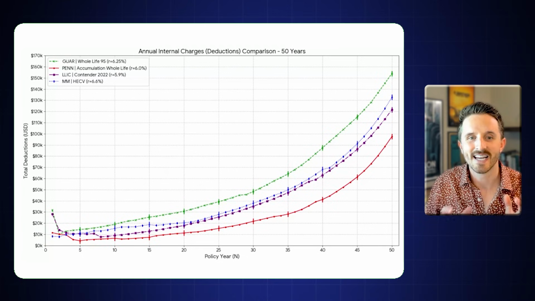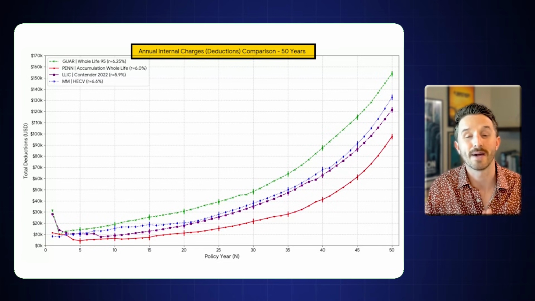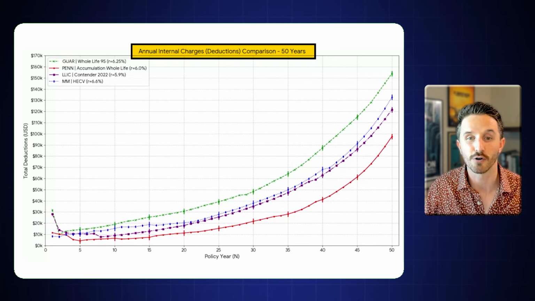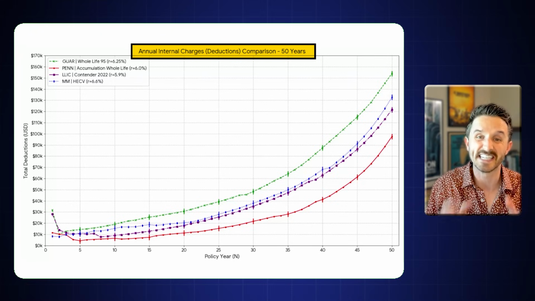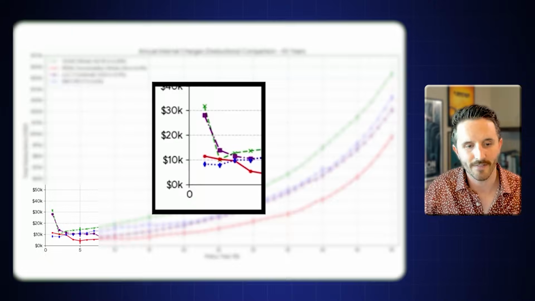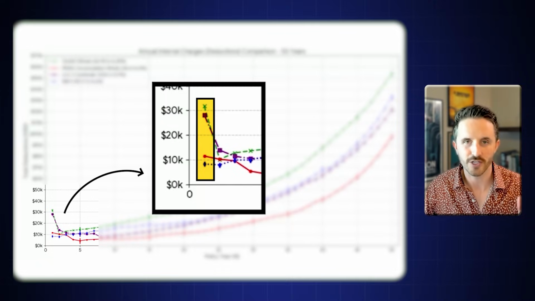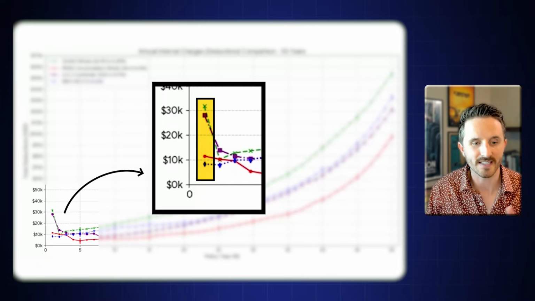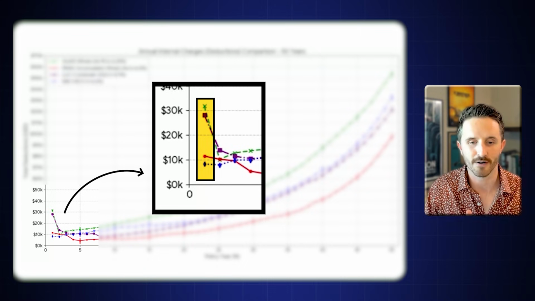Here is the annual internal charges comparison across 4 different carriers over 50 years, right? So this is looking at the deductions. What's getting deducted from these policies on an annual basis. So you see here on the left-hand side in year 1, that's the first year of these policies. And there is a pretty big divergence from these 4 different policies.